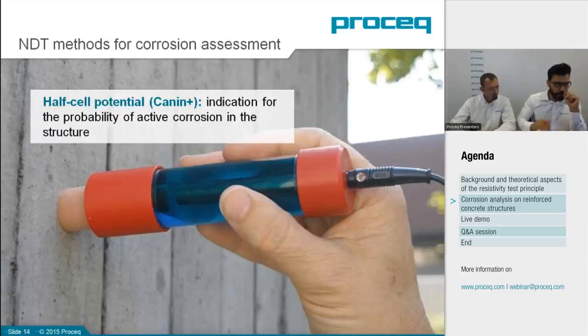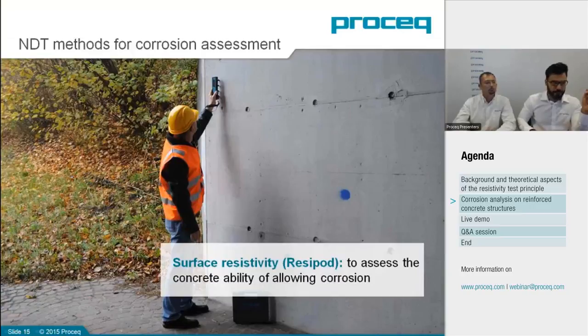When it comes to assessing corrosion, we've got our sort of NDT methods, which we're going to highlight here, and then we can have some direct methods. If you were to look at the NDT methods, one of the most commonly known is the half-cell potential, of course, the Canin one. What Canin does is give you an indication of the probability of active corrosion in the structure that you're trying to inspect.